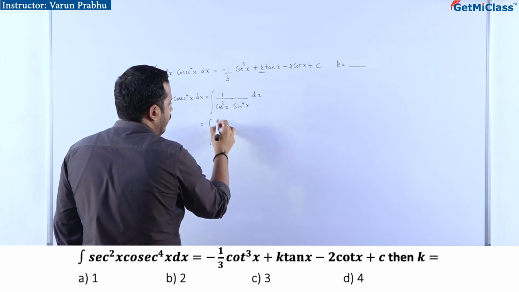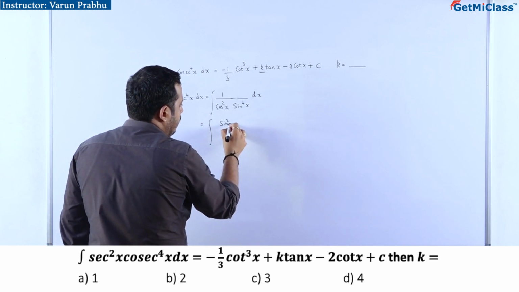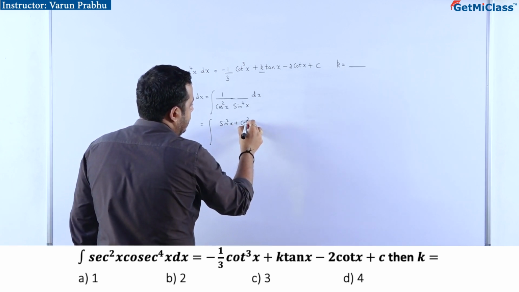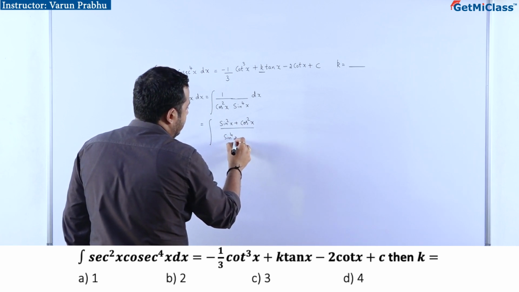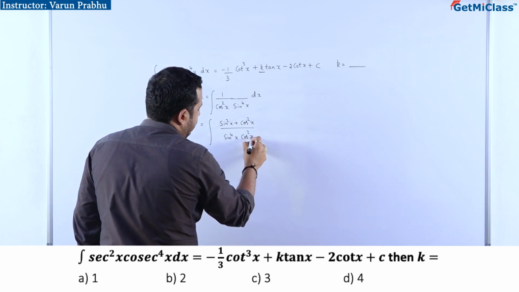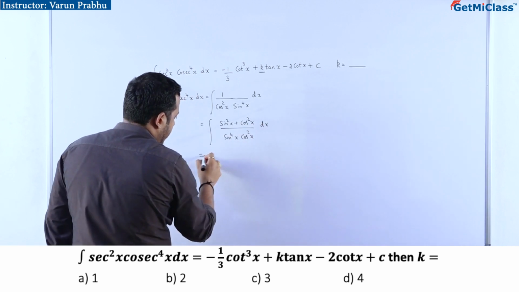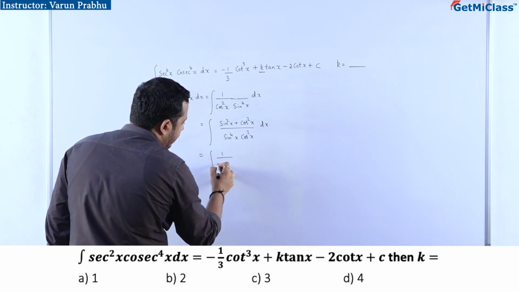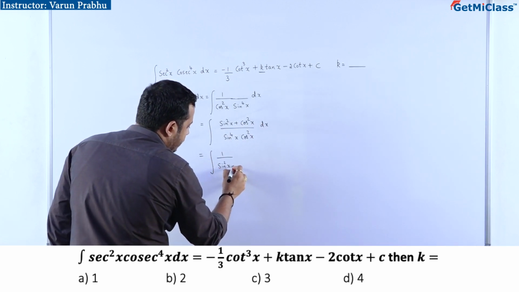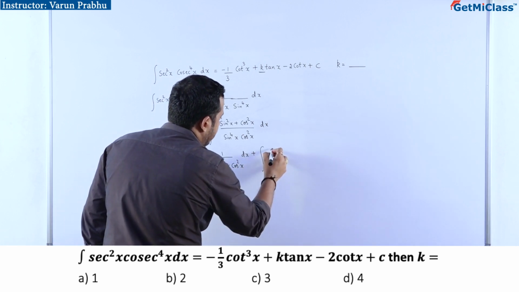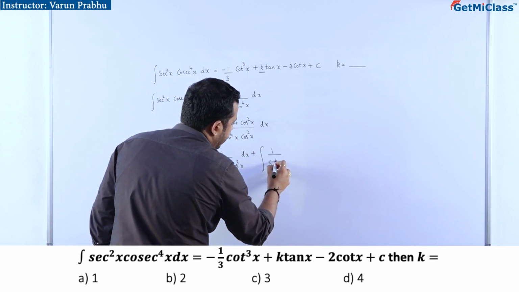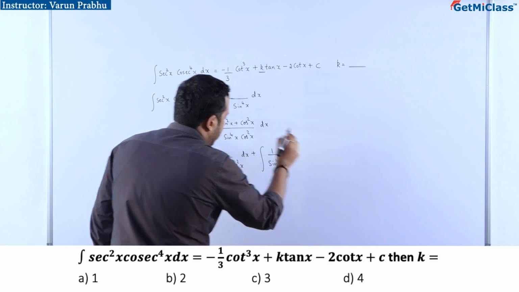Now this 1 can be written as sine squared x plus cos squared x divided by sine to the power 4x into cos squared x, correct or not, dx. So I can write integration of 1 divided by sine squared x into cos squared x, I will split this like this dx, plus integration of 1 divided by sine to the power 4x times dx.